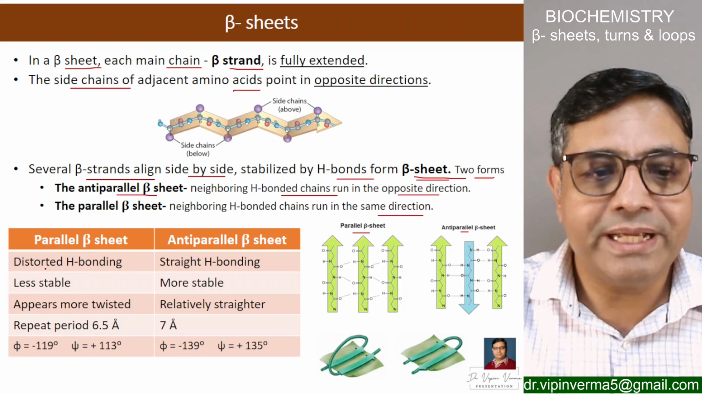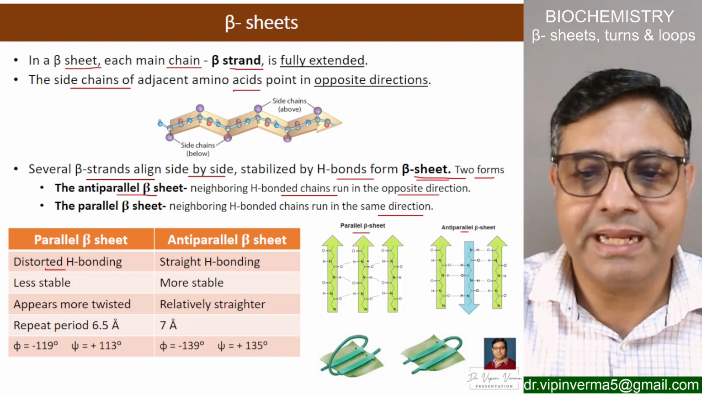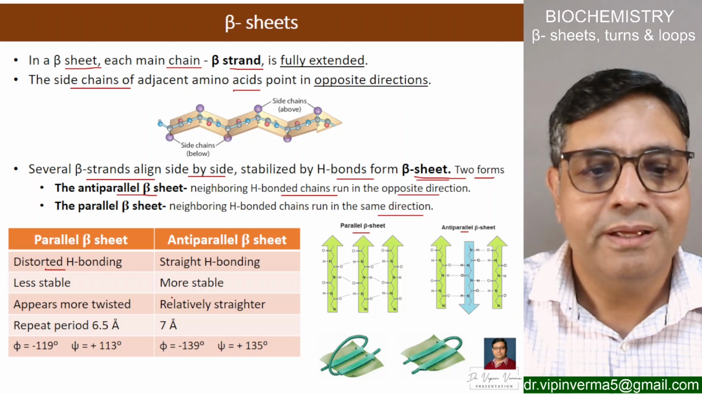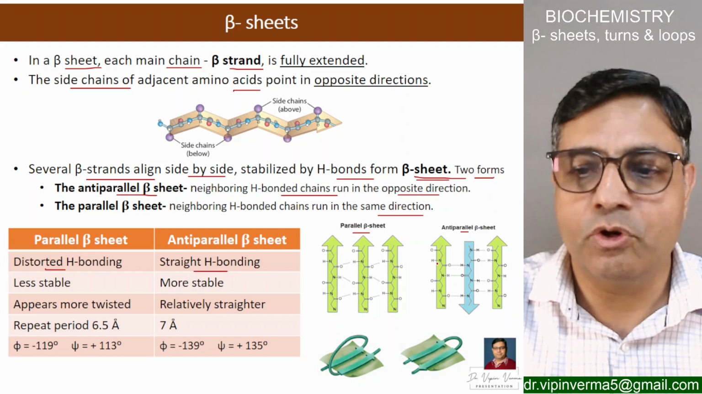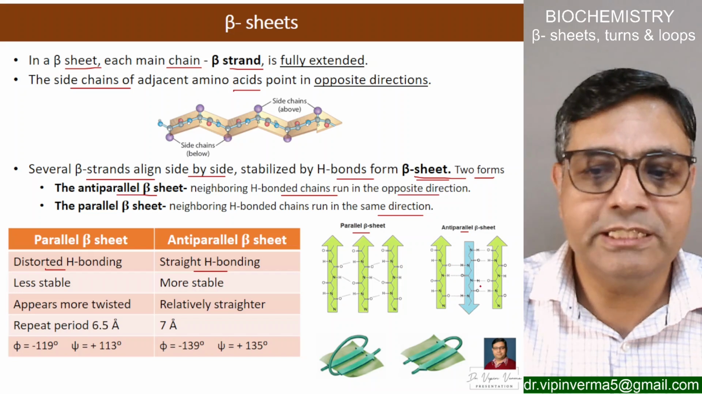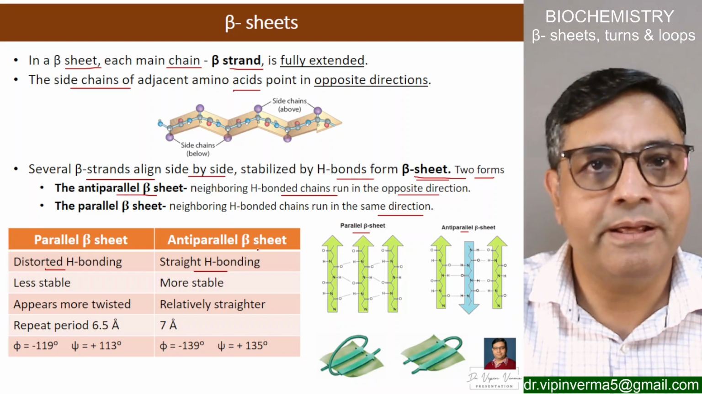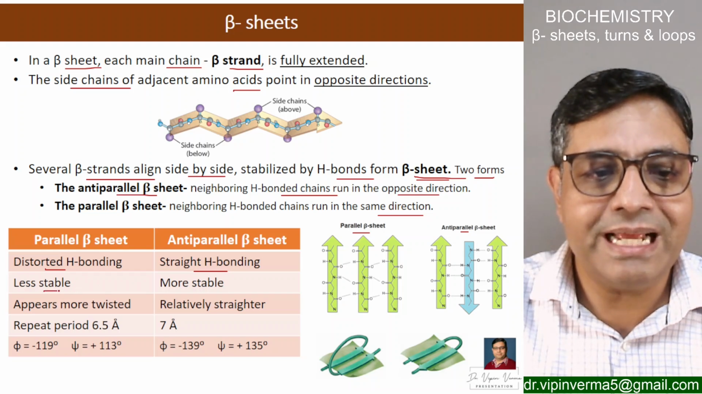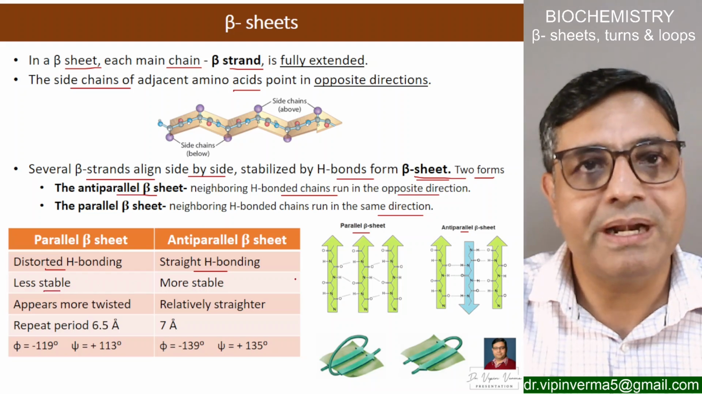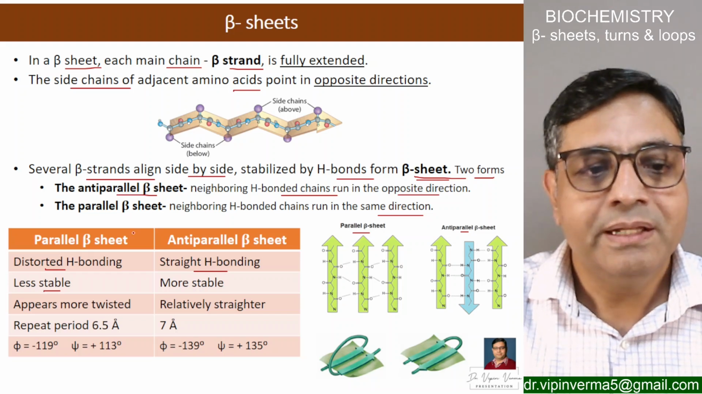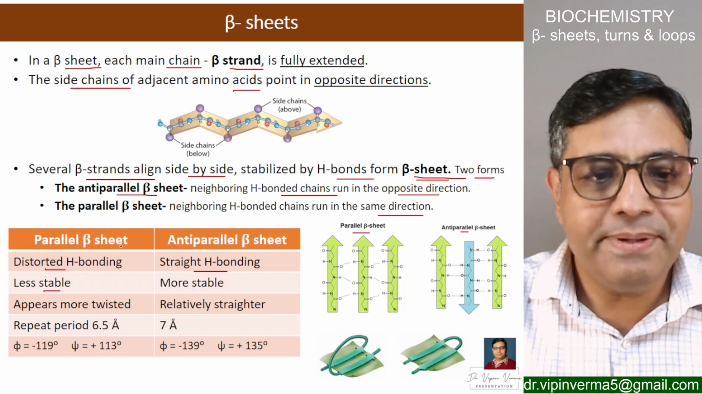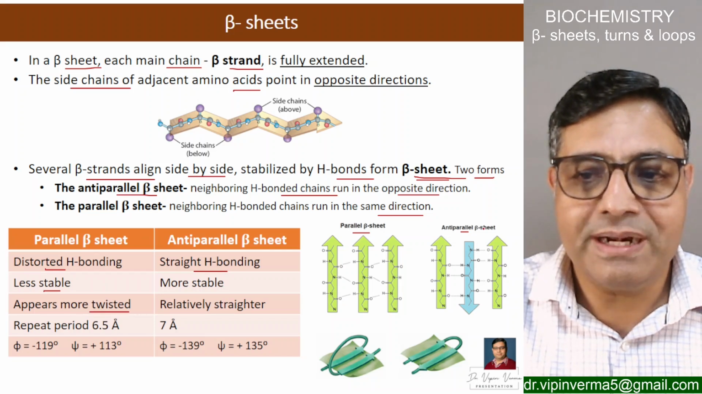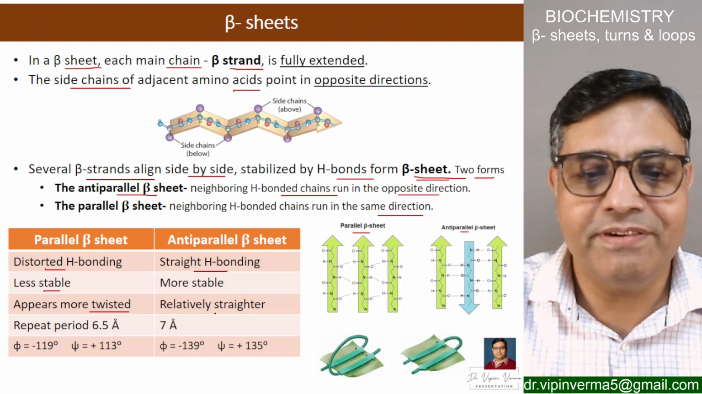So if we compare the parallel beta sheet to the anti-parallel beta sheet, then in case of parallel, the hydrogen bonding is distorted. So you can see here hydrogen bonding is going slightly up, down, slightly distorted. But here it is straight hydrogen bonding. You can see here hydrogen bonding is pretty straight in case of the anti-parallel. Okay. Then parallel beta sheets are comparatively less stable as compared to the anti-parallel beta sheets. Okay. The third difference is that parallel beta sheets appear more twisted, while the anti-parallel beta sheets appear relatively straighter. Why?